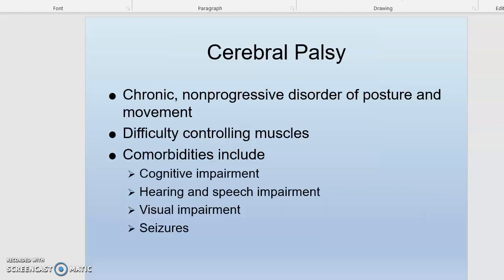We're going to move on and talk about cerebral palsy, defined as a chronic, non-progressive disorder of posture and movement. Patients will have difficulty controlling muscles. Comorbidities include cognitive impairment, hearing and speech impairment, visual impairment, and seizures.